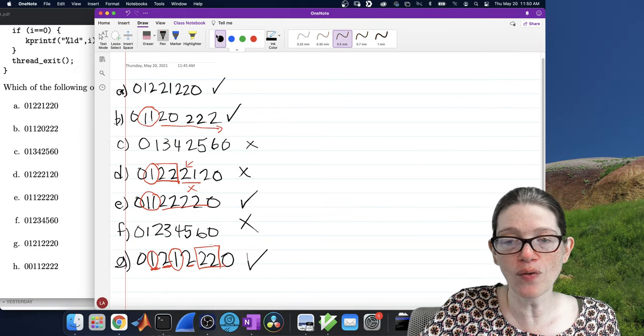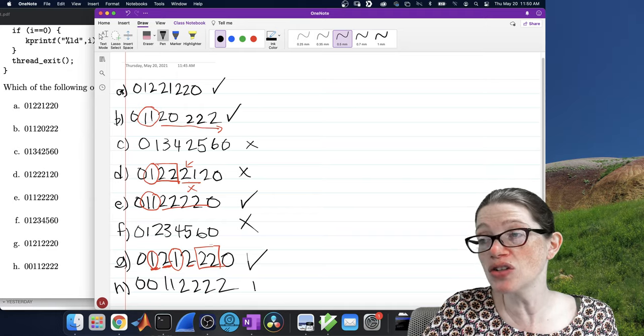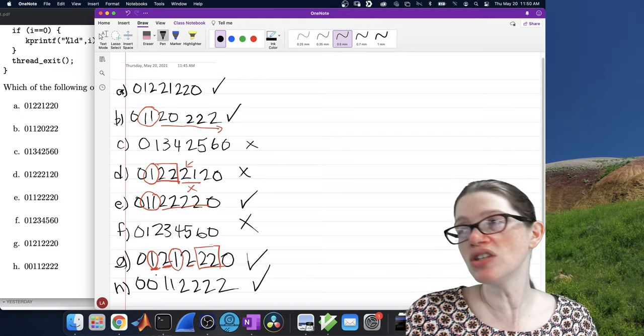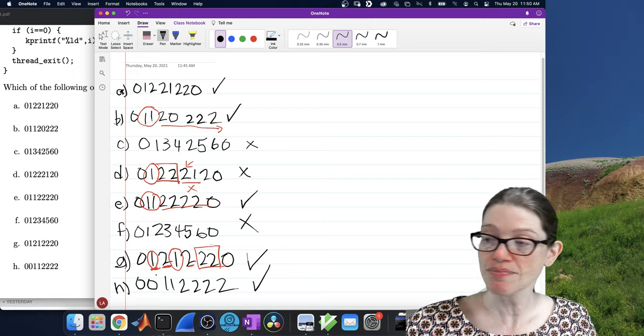And then for H, the very last one, 0, 0, 1, 1, 2, 2, 2, 2. This one is also possible. Again, we've got the ones going before the twos, the zeros going before the ones. So that's totally fine. All right.